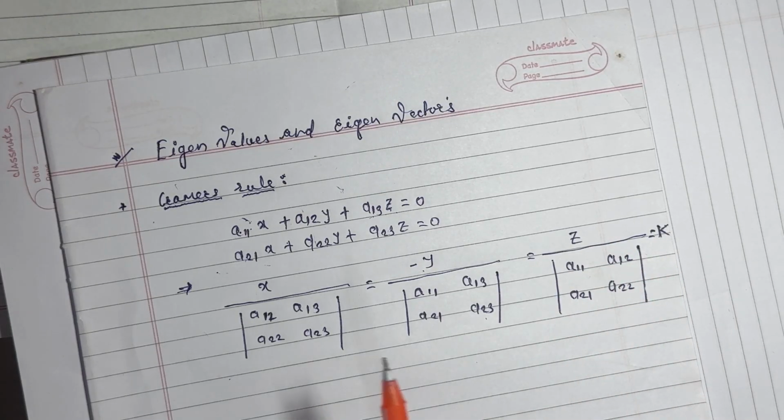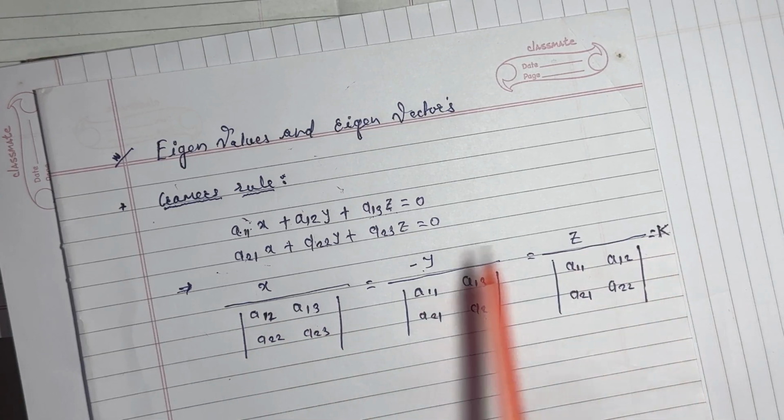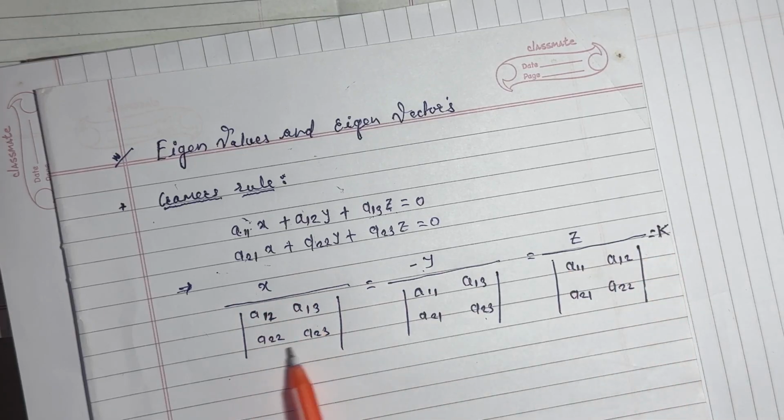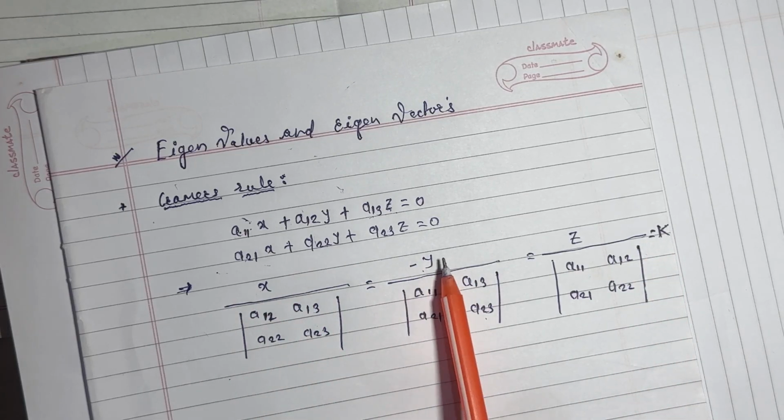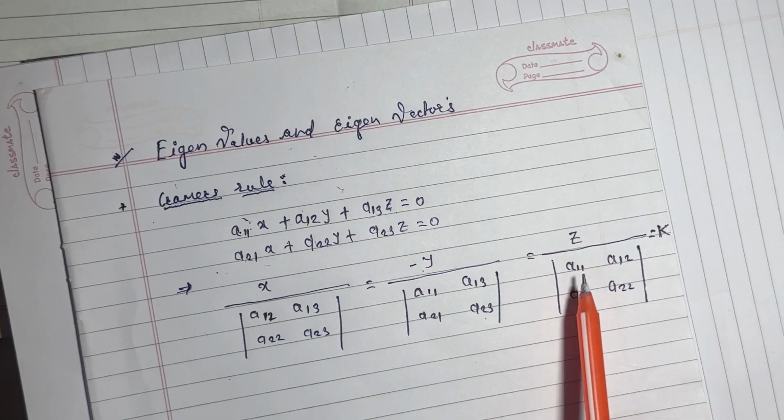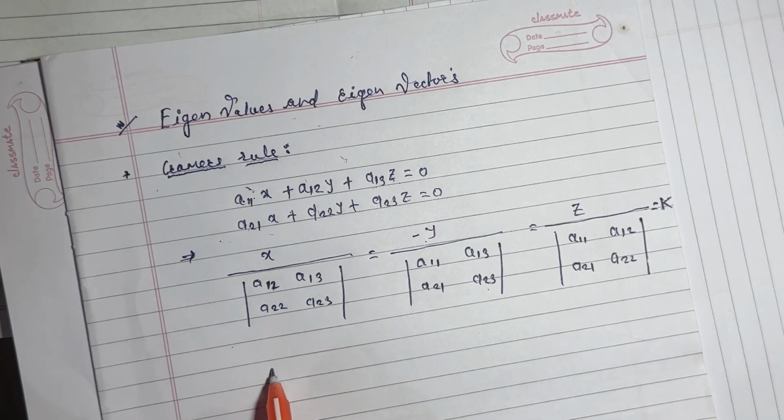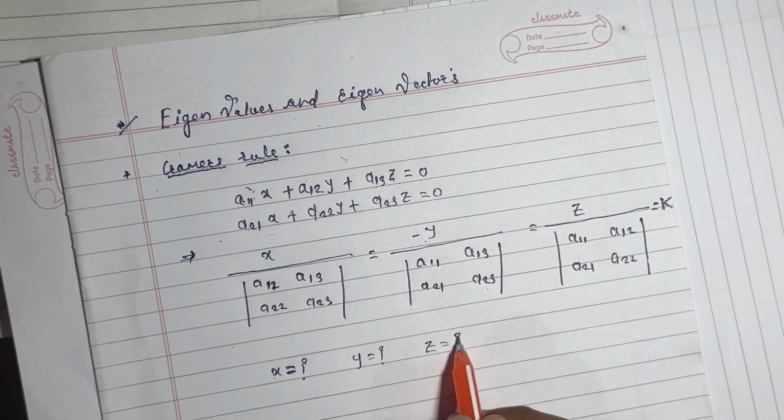After finding these determinants, you just have to replace the values, take the constant to the other side, and you will get x equal to k into some constant, minus y equal to k into some constant, and z equal to k into some constant, for finding the unknowns x, y, z. Using this method, you can define the value for x. You can define the value of y, and again you can define the value of z.